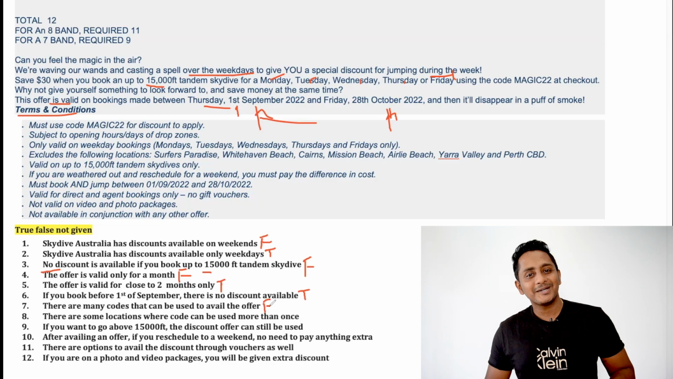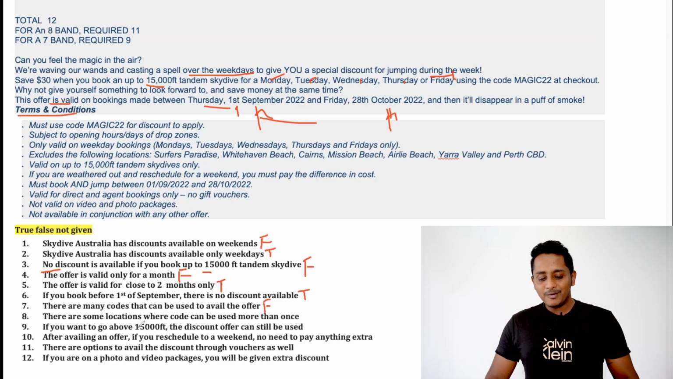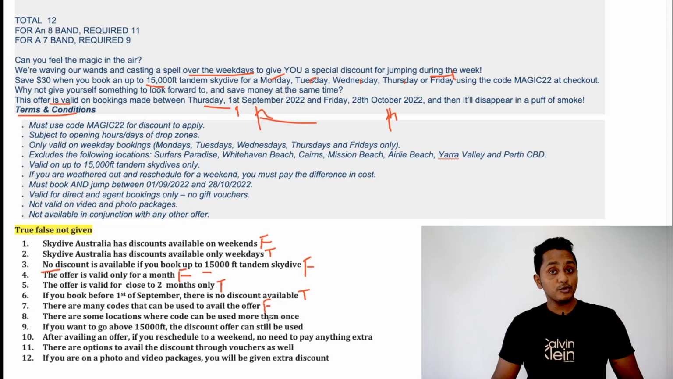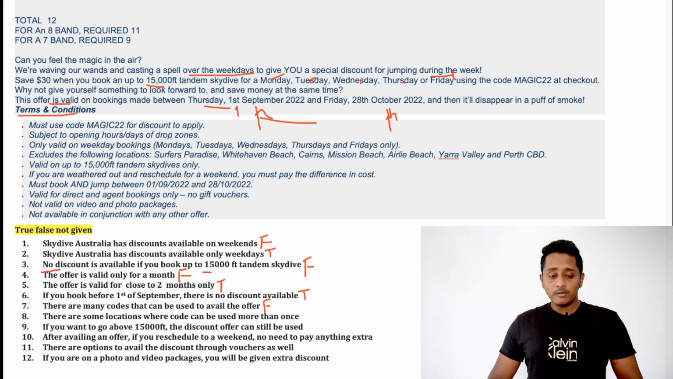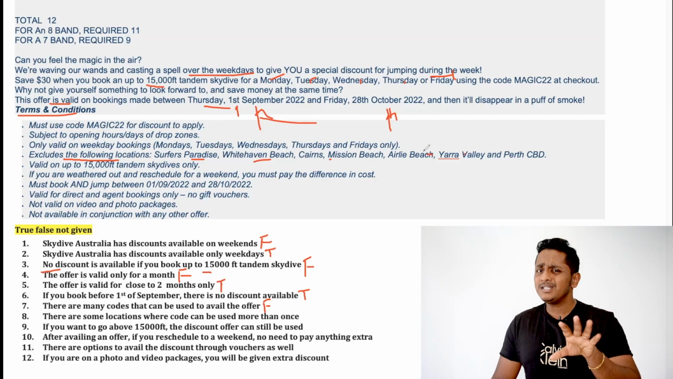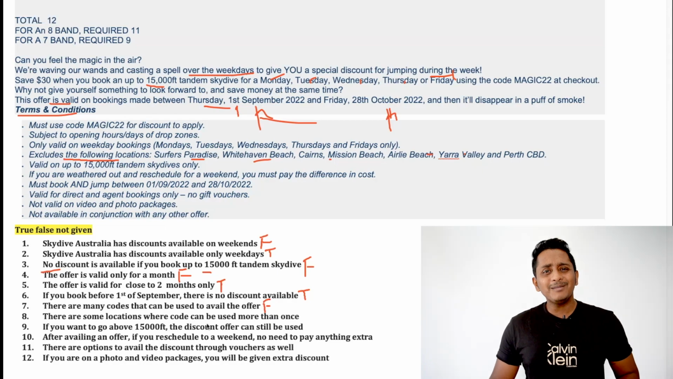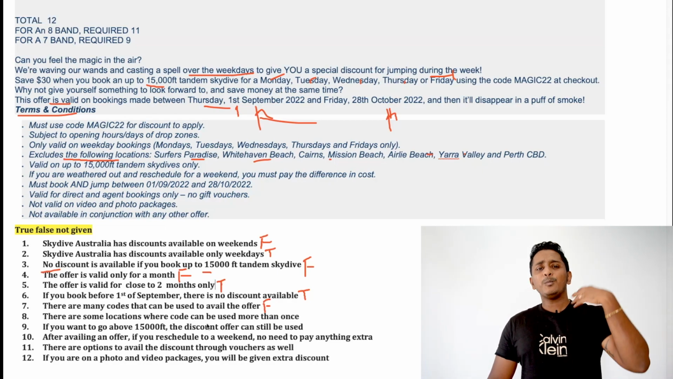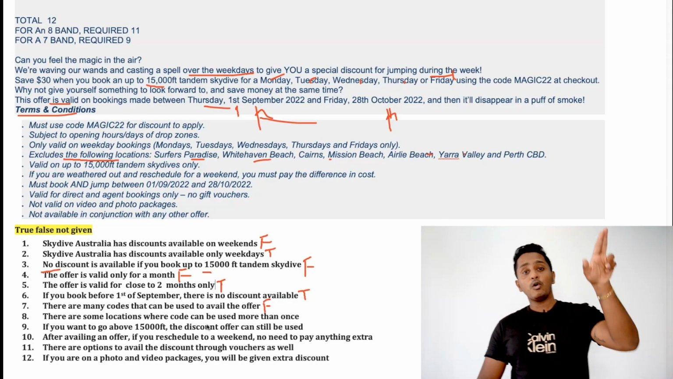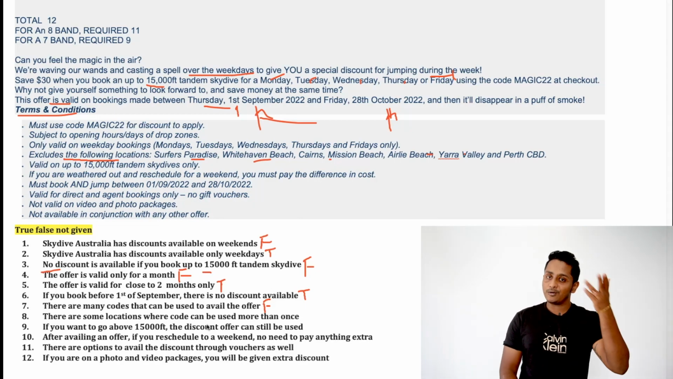Hope you're getting it. There are some locations where the code can be used more than once. This is subject to conditions: only valid on weekends, excludes the following locations: Surfers Paradise, Whitehaven Beach. That means the offer is not valid on these locations. But there are some locations where the code can be used more than once. How many times can you use the code? No information is given anywhere. So this cannot be true.